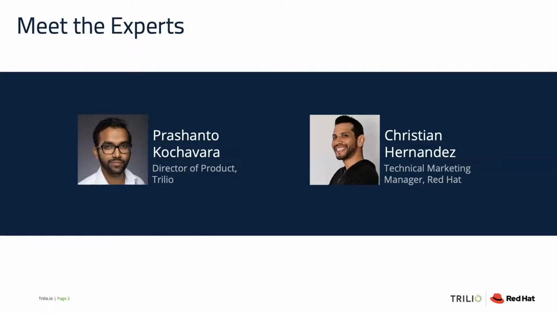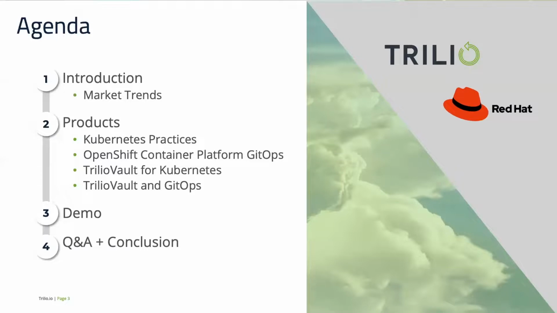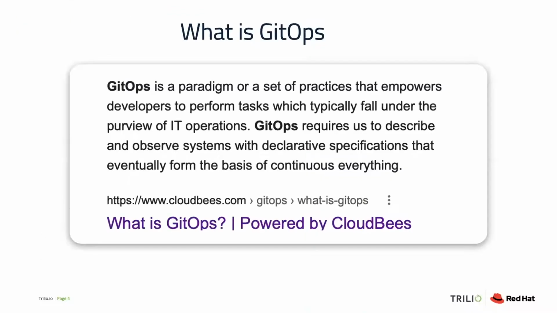Thank you. And today we have an action-packed agenda where we are going to be talking about market trends around GitOps. We're going to be introducing a few products. We're talking about Kubernetes practices on a whole. We're going to talk about the OpenShift container platform with the inbuilt GitOps engine. We're going to talk about TrilioVault for Kubernetes as the product, and then we're going to talk about GitOps and TrilioVault together as to the value that it brings to you. And then we'll have a demo as to the use cases that we are talking about. And then finally, we'll wrap it up with a Q&A and conclusion. So with that said, let's jump into the market trends.